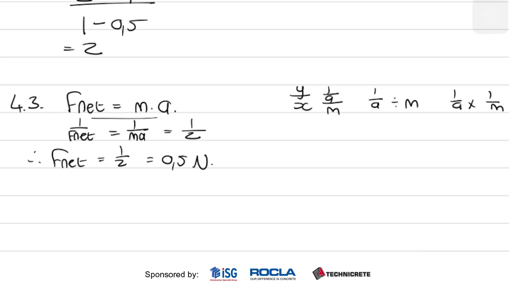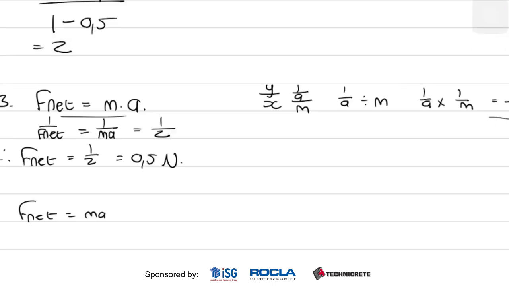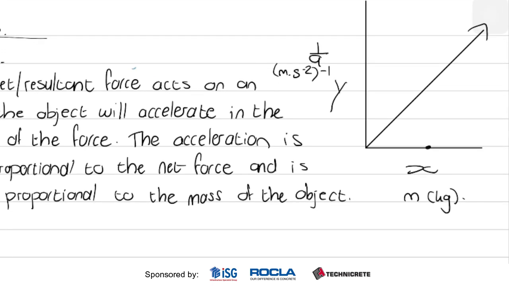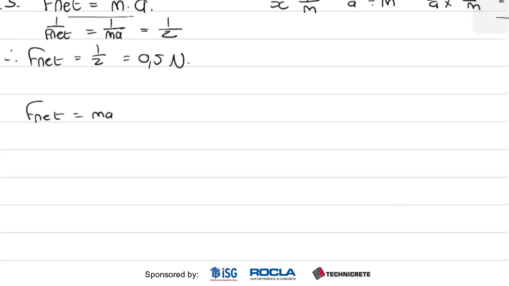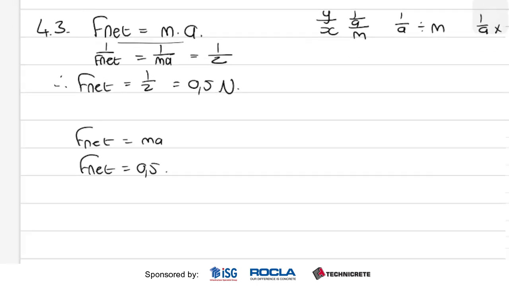There is another option. You could read off of your graph. F net is equal to MA. So off of your graph, you could find a mass. Your graph has mass at the bottom here. So if you chose a point off of your graph that read, for example, 1, and that correlated with a 1 over A of 2, you could also substitute that in and you would still get an F net equal to 0.5.